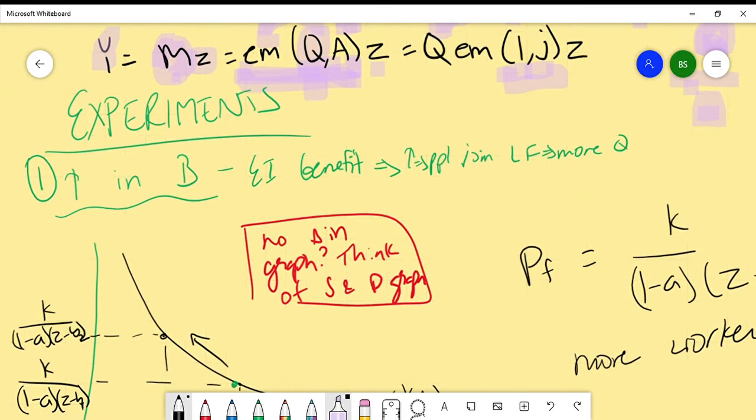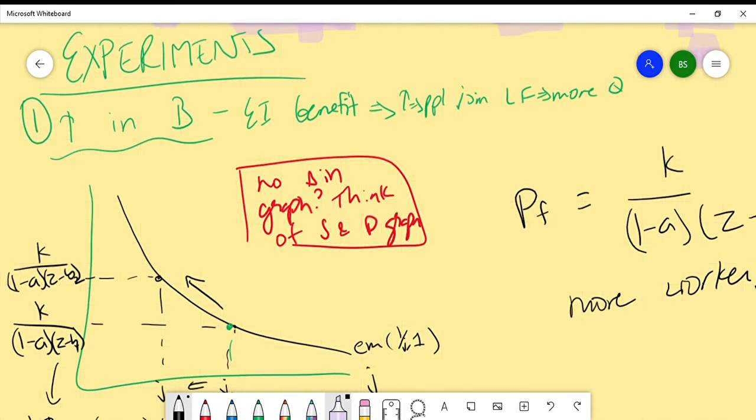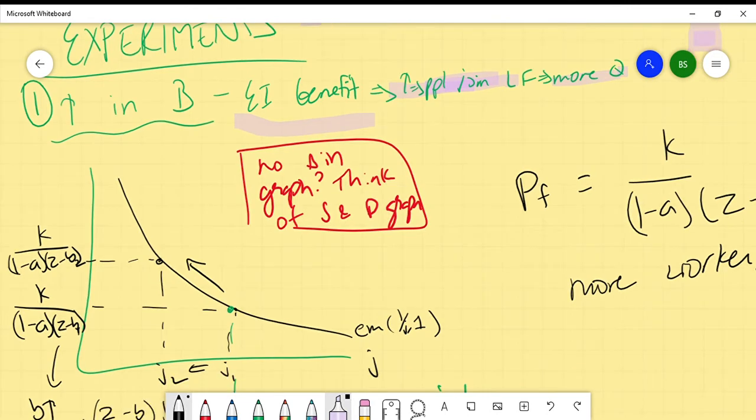So now we have experiments. Experiments are basically what happens if, say, B increases, etc. So the first one is what happens if B increases. B is the EI benefit, and just from logic, if the EI benefit increases, more people are going to join the labor force, so there's going to be more Q. That's something to keep in mind.